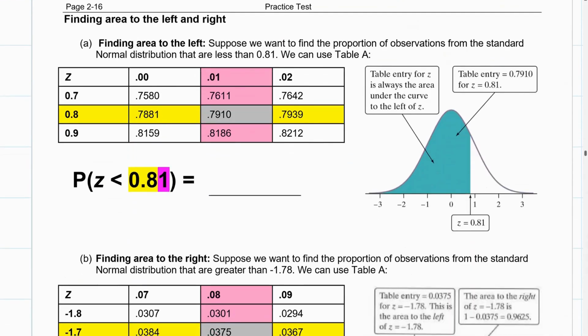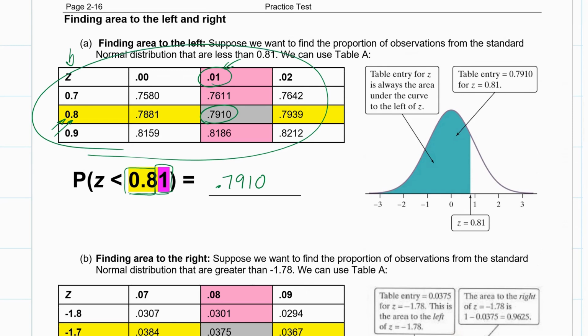As I said before, if we look for 0.81, well, we find the 0.8 in the left-hand column of our table A, and then we look for the 1 as one of the headings across the top. So this provides the units and the tenths digit, and this provides the hundredths digit. And that area is 0.7910.